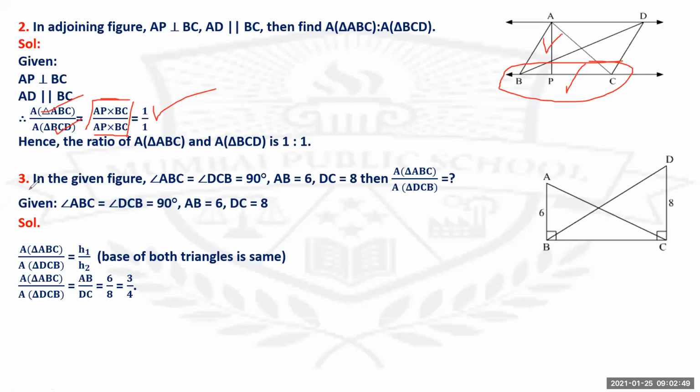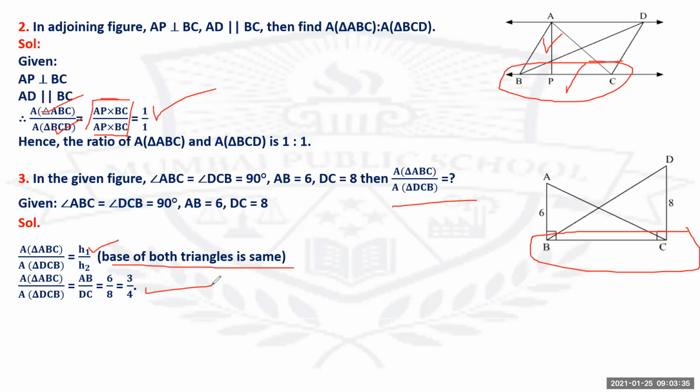Is this clear? So for this kind of question, look at the figure, you'll get all your answers. Now again, in question number 3, in the given figure, angle ABC equals angle DCB, and that is equal to 90. AB equals 6, DC equals 8. Then you have to find area of triangle ABC upon area of triangle DCB. Now again here, the base of both the triangles is the same. So when the base of both the triangles is the same, the ratio is given in terms of their height. Then you will get triangle ABC upon triangle DCB equals 6 upon 8, that is 3 upon 4 after reducing the value.